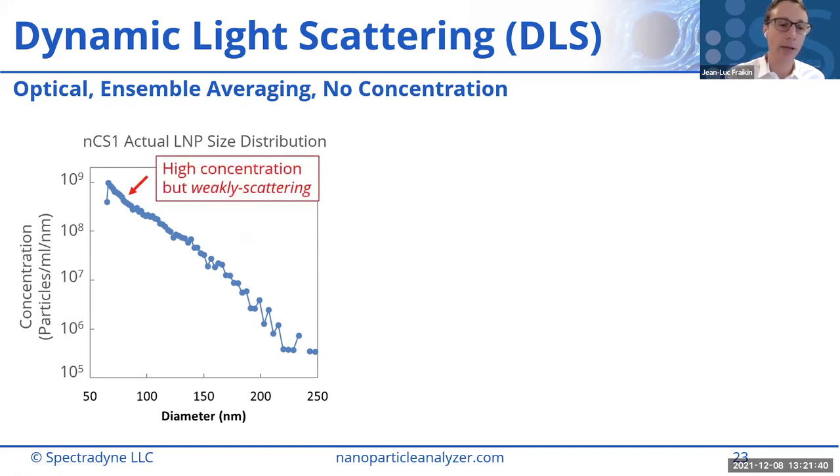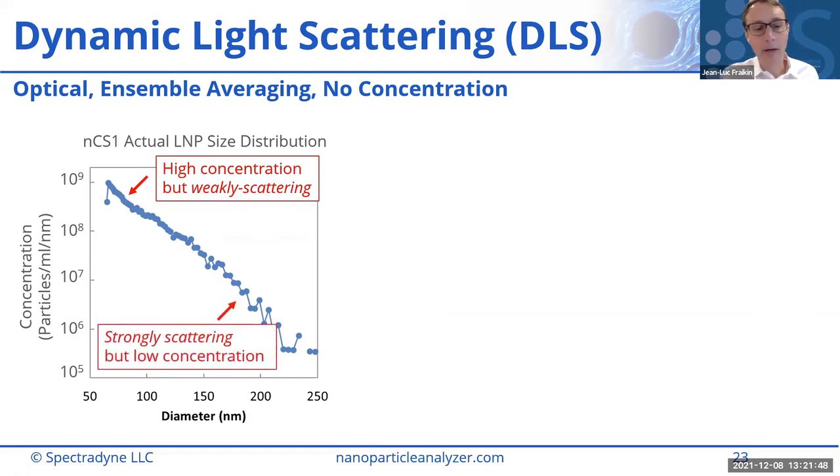So at the low end of sizing, we've got a very high concentration of weakly scattering small particles, right? And then up here, we've got very strongly scattering large particles, but they're at low concentration. And so maybe there's a sweet spot where there's kind of a balance of most scattering and medium concentration. So we can actually simulate what the scattering intensity profile would look like for this sample.